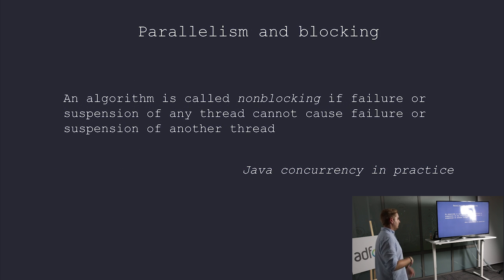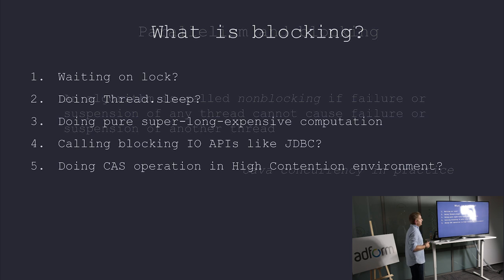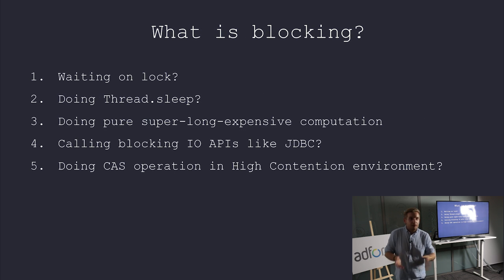Everyone is saying that you should not block in Scala, you should not block your function execution. This is also a term that is not very sharply defined. So let's just quote the people with the most knowledge in this area, the authors of Java Concurrency in Practice. An algorithm is non-blocking if a failure or suspension of any thread cannot cause failure or suspension of another thread. Okay, I don't know if this helped you, but it didn't help me.